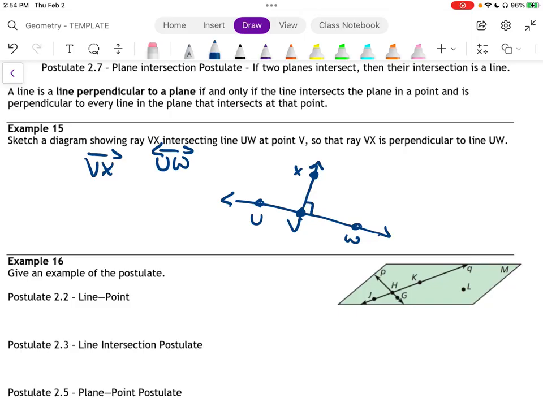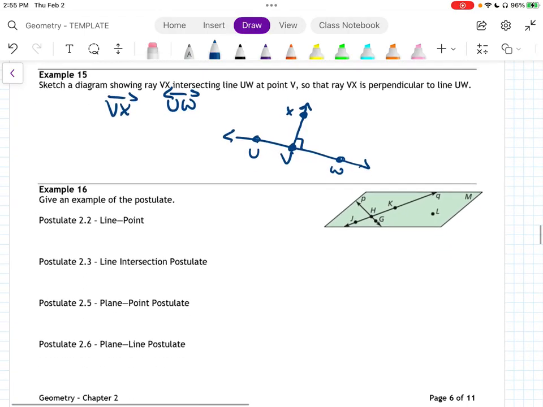Okay. I know my drawing isn't perfect. If you wanted to, you could get a ruler and make it look a whole lot nicer, with nice straight lines. But that's all that I really need. All right, let us scroll down.